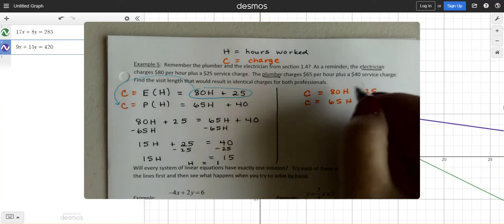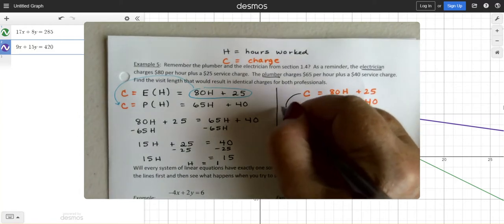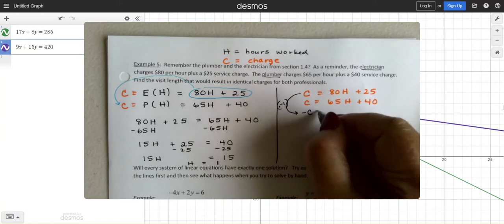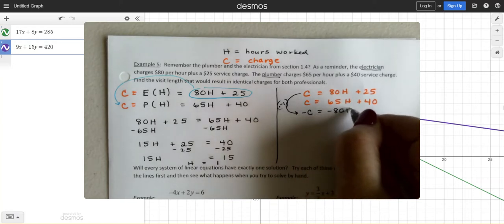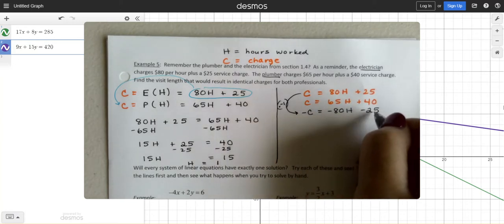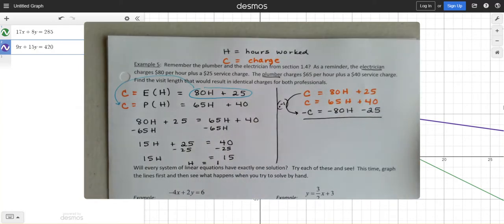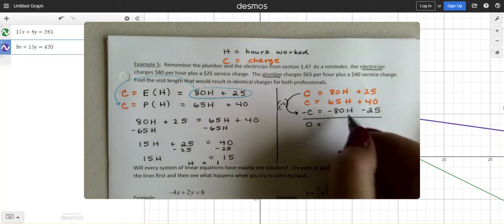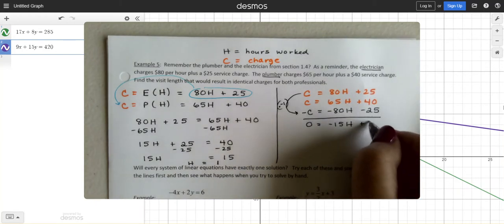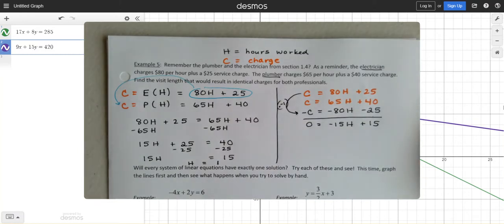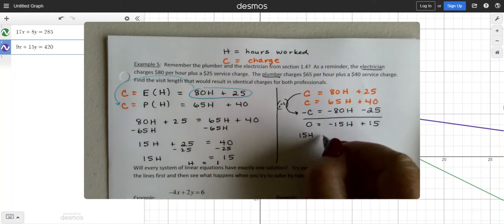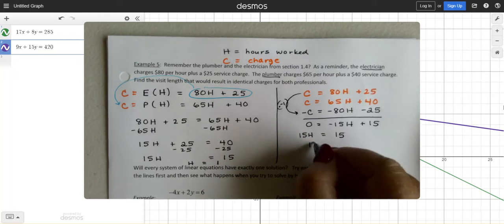So let's do this. I'm going to take the top equation and multiply it by -1. And now when I add them together, I get 0 for the C's equals -15H plus 15. I can add the 15H to both sides, and we get our H equals 1 again.